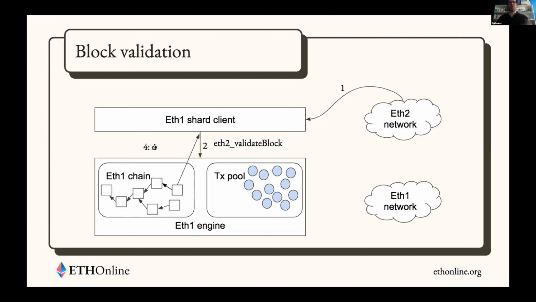The Eth1 shard client can also collect those responses and decide which one it wants to vote on. So ultimately, the Eth1 shard client of the validator will send a vote on the Eth2 network.